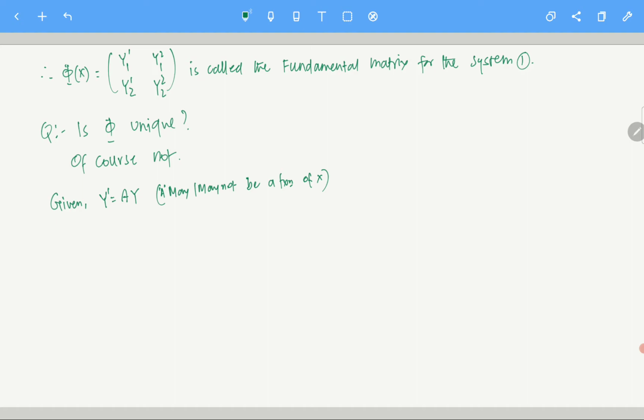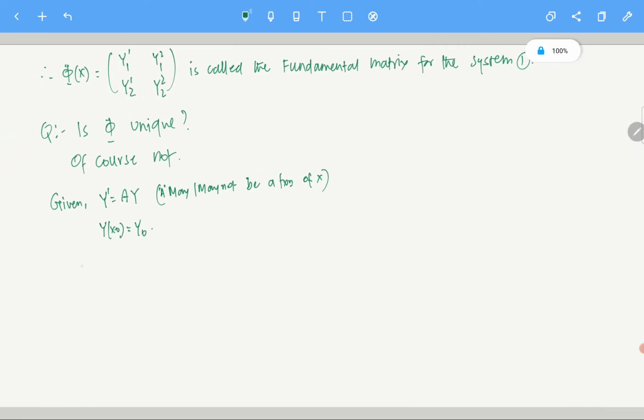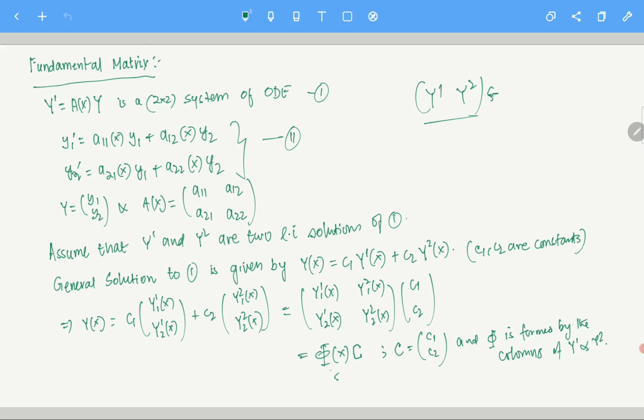So y prime equals Ay is the problem, and it is given that y at the point x naught is y naught. Now you start with a general solution y of x. How does it look? Of course, it looks like phi of x times c. A general solution will look like phi of x times c.